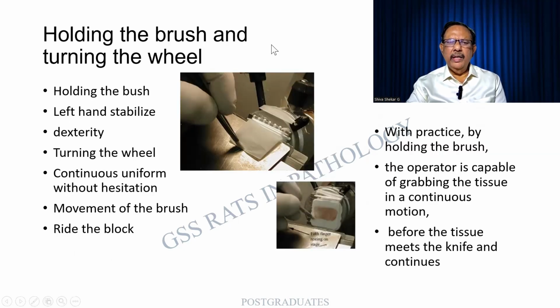Holding the brush and turning the wheel. These are two simultaneous movements which should be performed synchronously. The left hand stabilizes and there has to be a great deal of dexterity or a firm movement, and there is a turning of the wheel which should be continuous, uniform, without hesitation. No jerk should be there. Simultaneously, there should be the movement of the brush, etc. And with practice, you find that the operator is able to move both of these.